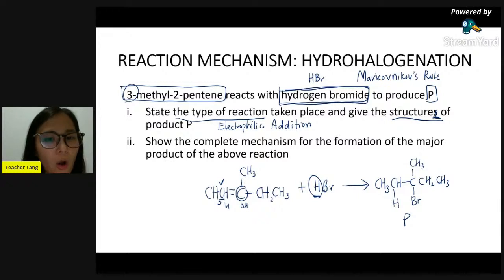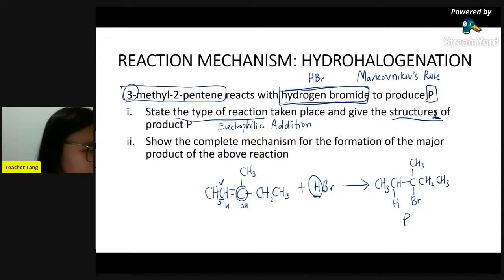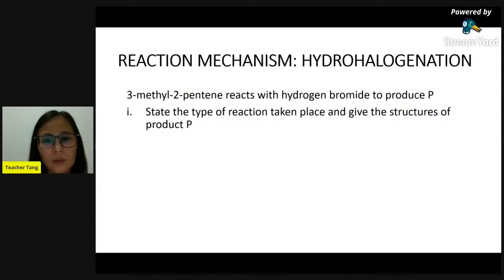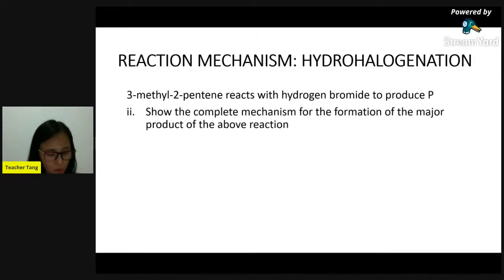Okay, so any questions so far, class? Are you all clear? Are you all clear with this? Okay, so am I too fast? Okay, so no, then we move on to look at how to draw the mechanism, to form the products. Okay, so I have done this.